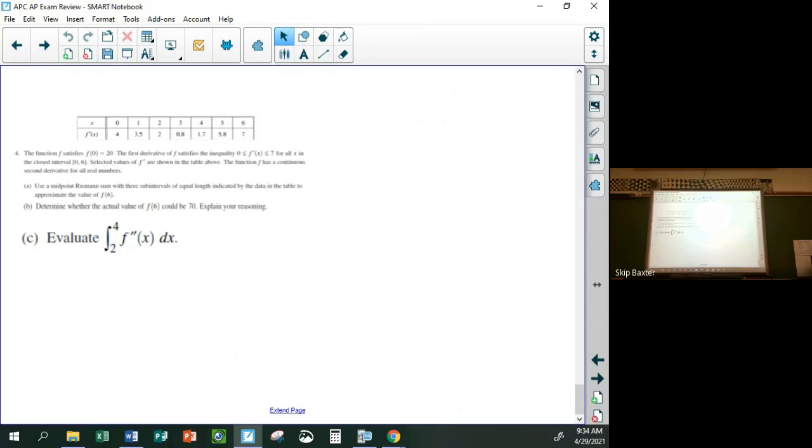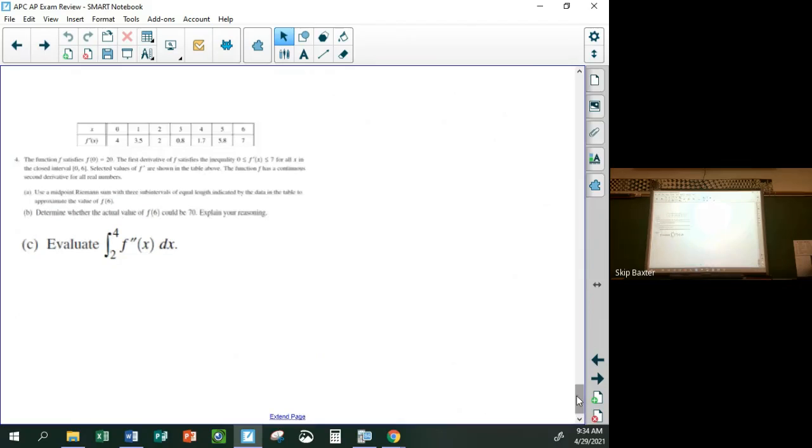So they're giving you a table with values of f prime, and they want you to find this integral of f double prime. What is like the midpoint mean? I don't remember how to do that. That's a different question not used in this part, but the Riemann, here I'll show you that.